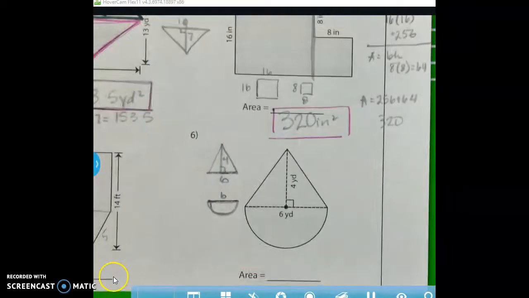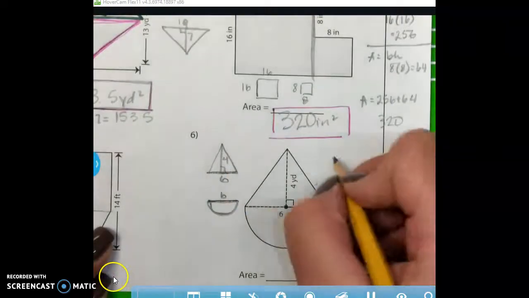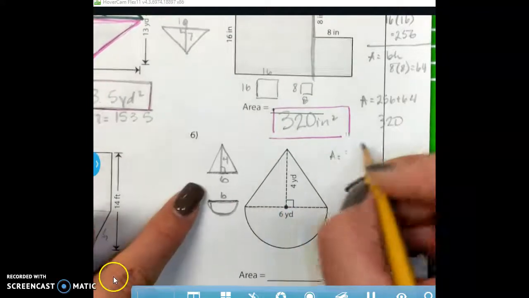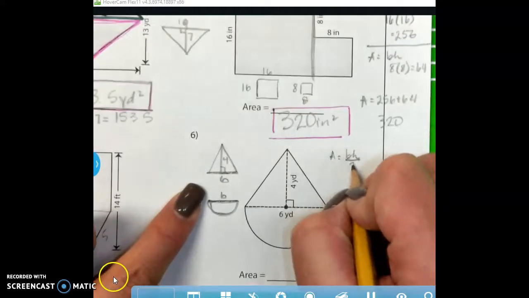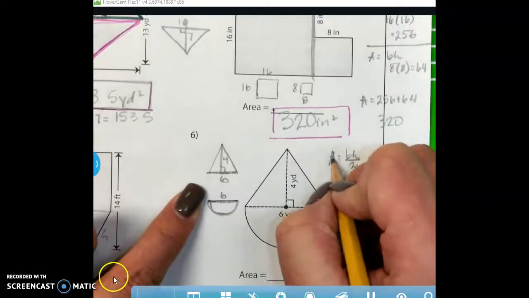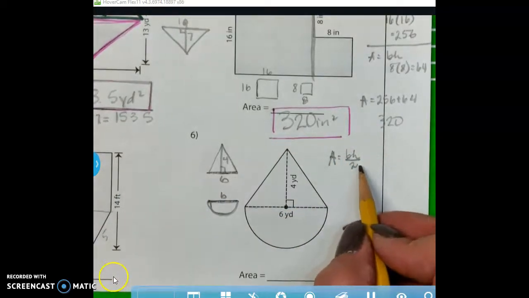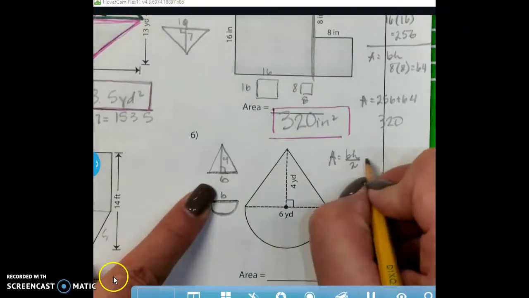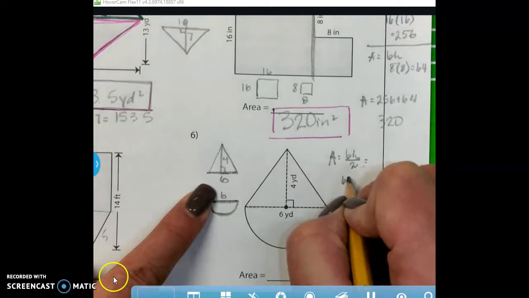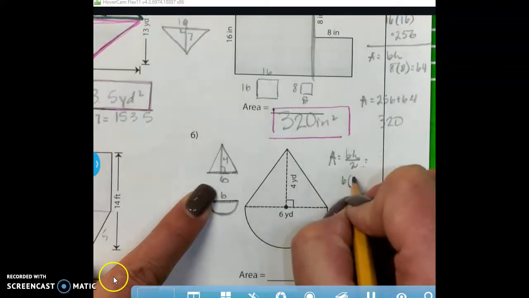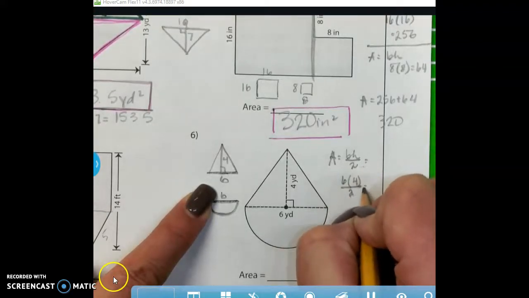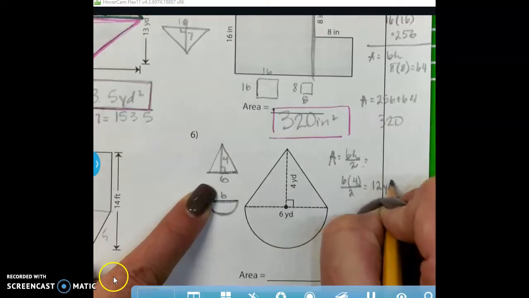All right, I broke up my shapes, I have them set up, so I'm ready to find my areas. Base times height divided by 2. This is my area of triangle. Always, always, always. That is 90% there. 90% of success is writing down your formula. Base is 6, height is 4, 24 divided by 2 is 12 square yards.